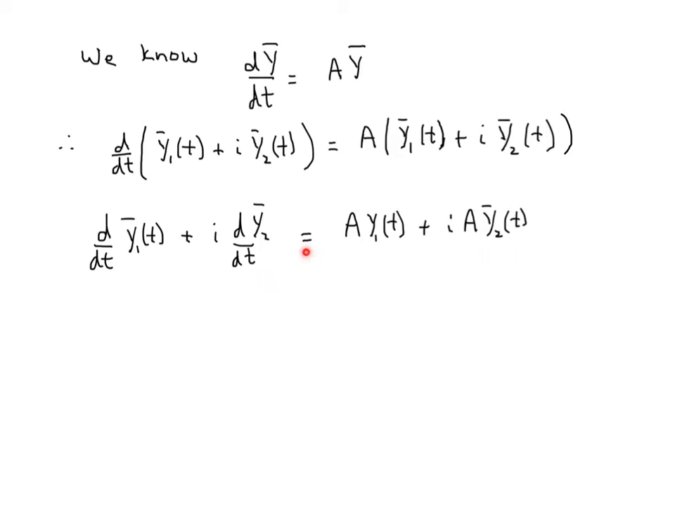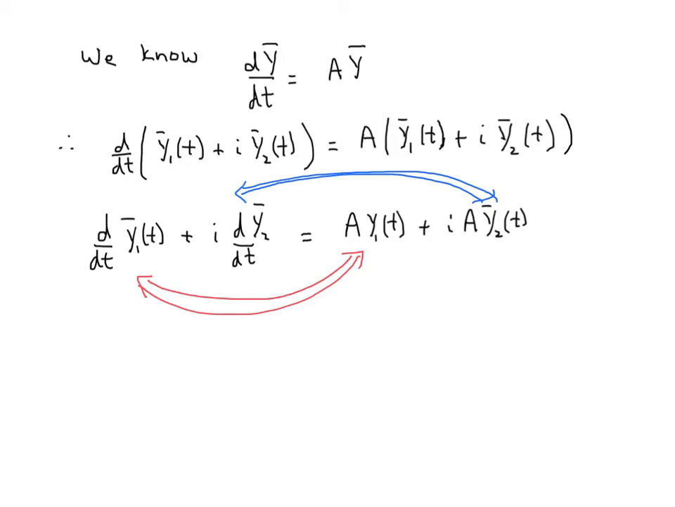The only way we can have equality is if the real parts must be equal, and so I'll just draw a line. These two, these are the real parts, they must be equal. And the imaginary parts, these two parts must be equal. When two complex numbers are equal, they're only equal when their real parts and imaginary parts are equal.